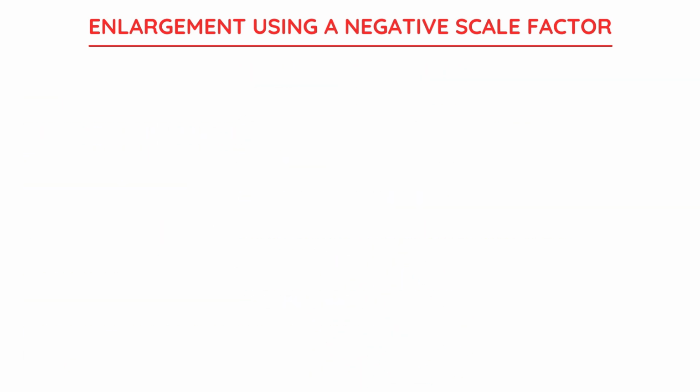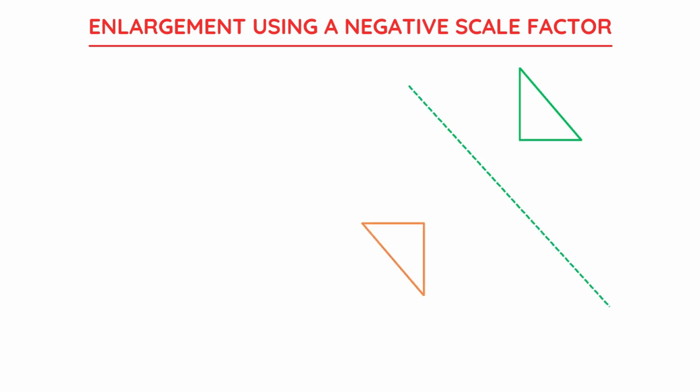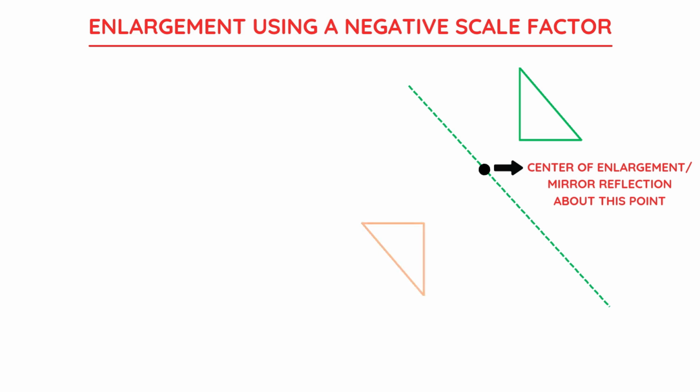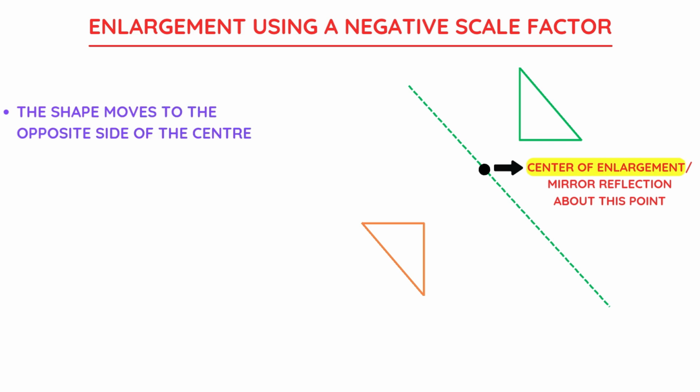So what happens if the scale factor is negative? A negative scale factor places the enlarged shape on the opposite side of the center of enlargement and flips it upside down, almost like a mirror reflection through that center point. So, the shape moves to the opposite side of the center.